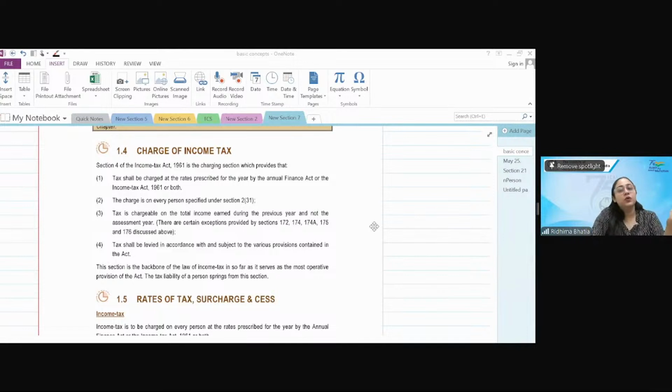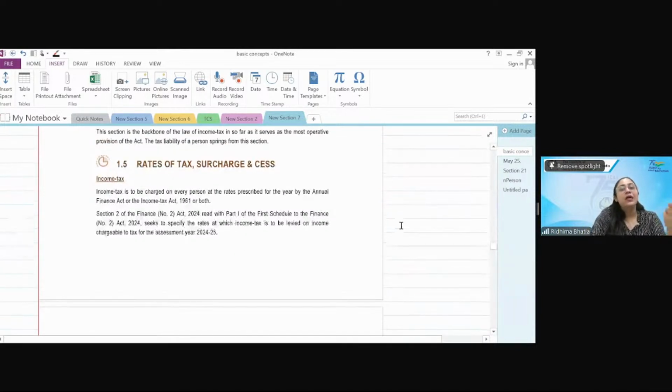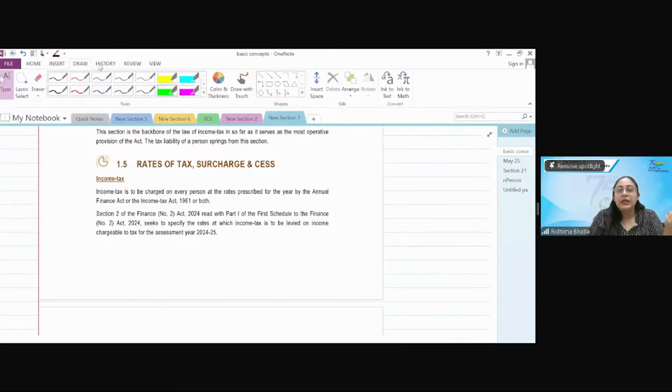Now, many students do not know that tax rates every year come under the Finance Act. The tax rates which would be applicable are in the Finance Act. They are not in the Income Tax Act. These slab rates that we have been reading for so many years, those come in the Finance Act. In the Finance Act, if you go to the first schedule, there are three parts: Part 1, Part 2, Part 3.